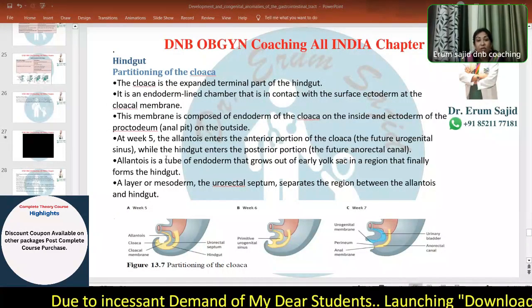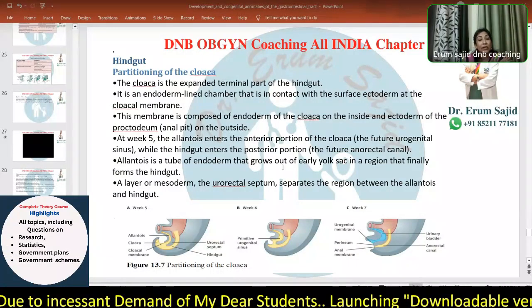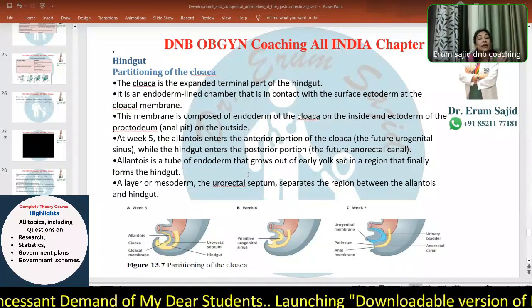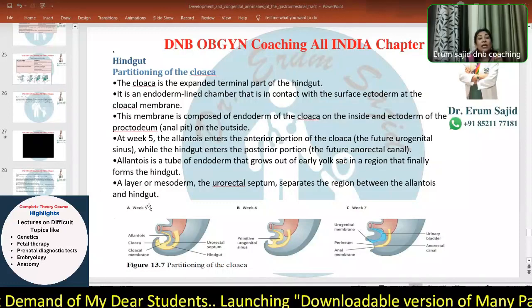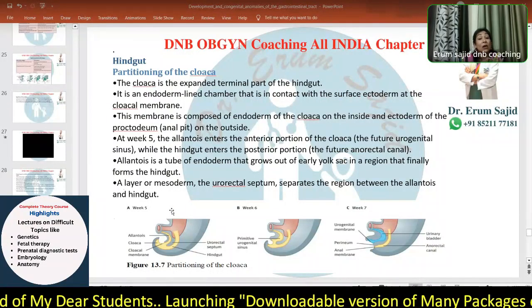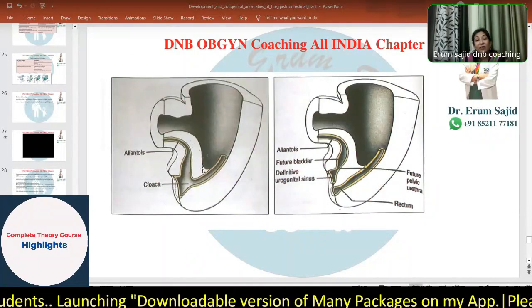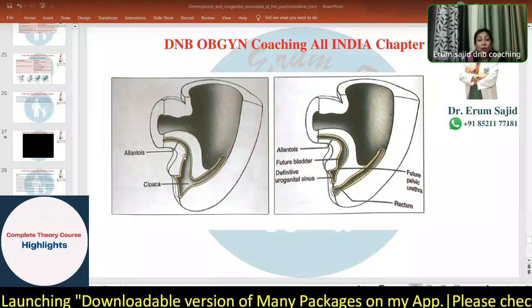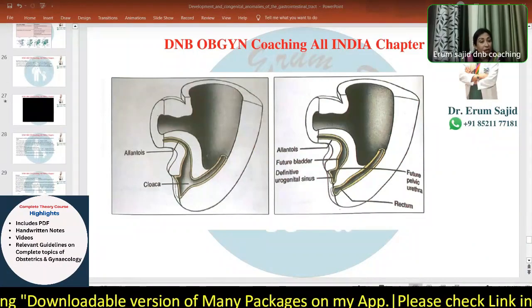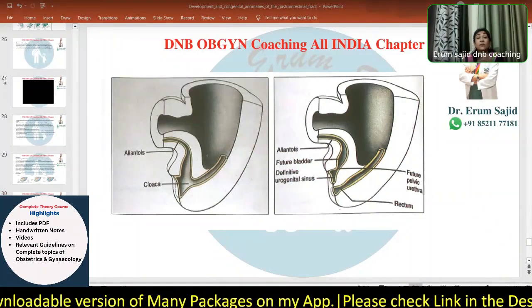Allantois, I told you what it is. It's a tube of endoderm that grows out of the early yolk sac, right? And it finally forms the hindgut portion of it. A layer of mesoderm, the urorectal septum, is now separating the region between the allantois and the hindgut, right? Can you see this white part? It's separating the allantois from the hindgut, correct? You are with me till here?